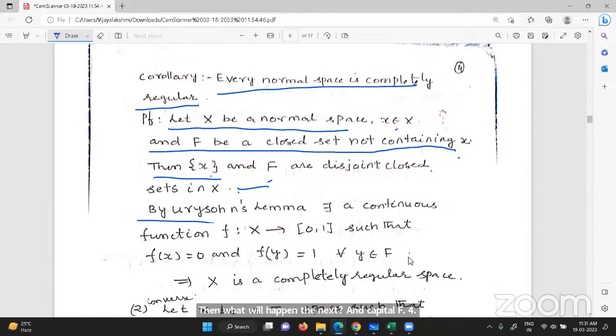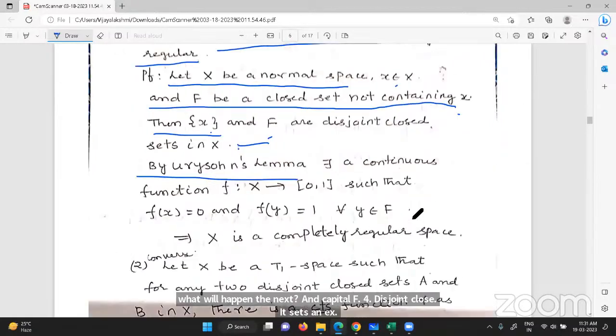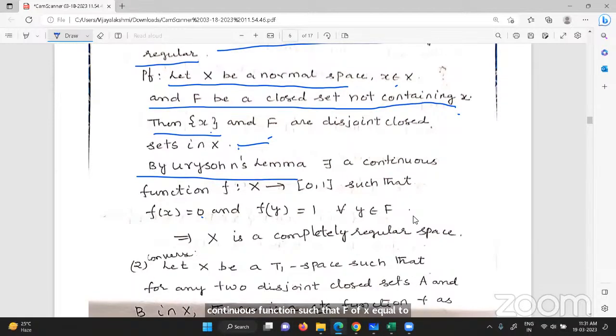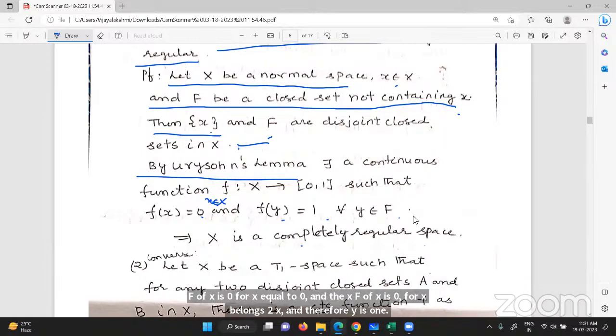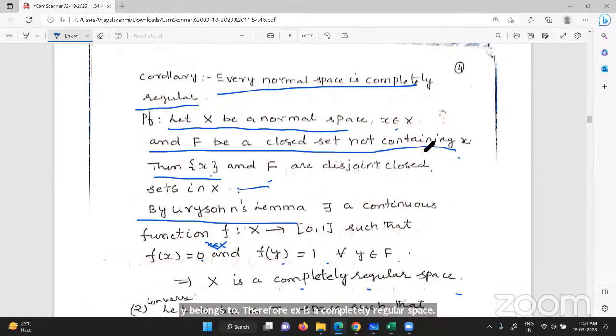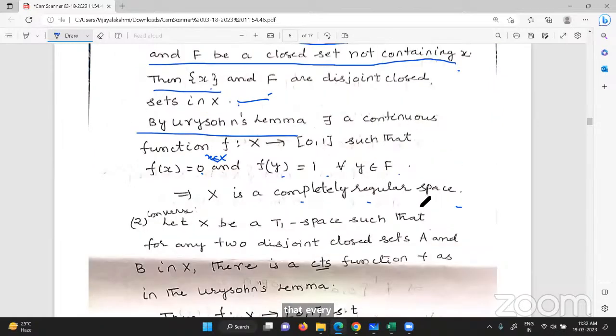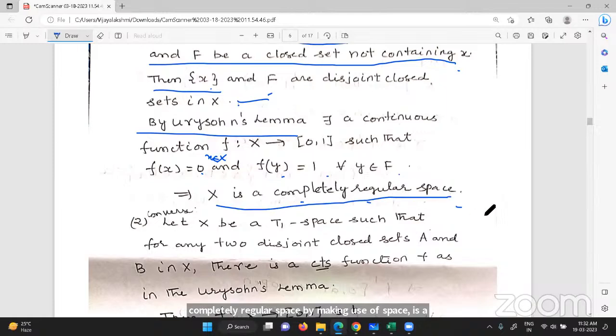So what do you mean? By Urysohn's lemma, there exists a continuous function such that f of x is equal to 0, and f of y is 1 for y belonging to F. Therefore X is a completely regular space. So what for did we prove Urysohn's lemma? To show that every normal space is a completely regular space. By making use of Urysohn's lemma, it became very easy to prove that X is a completely regular space.